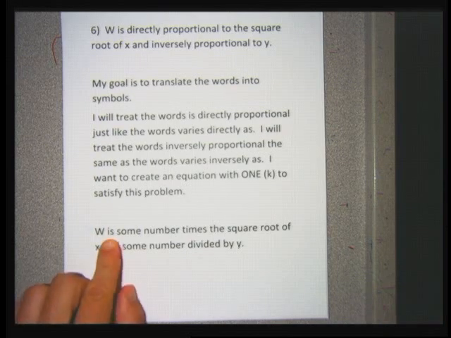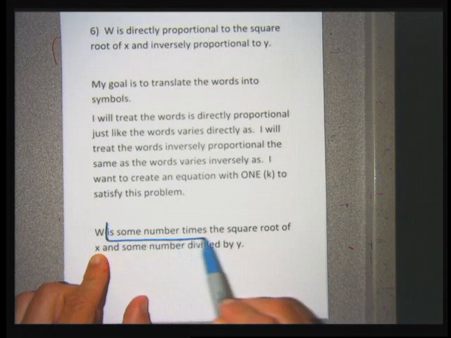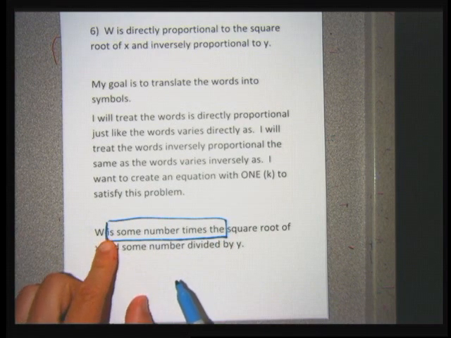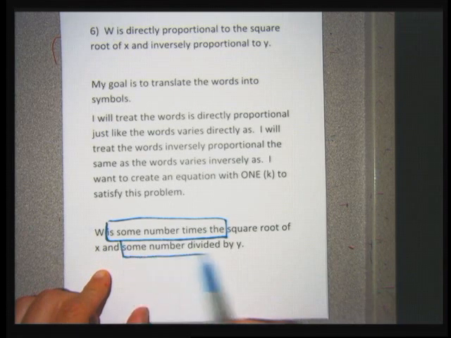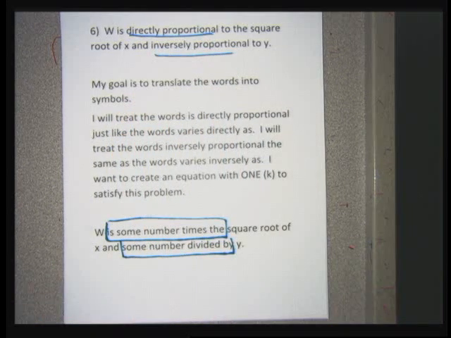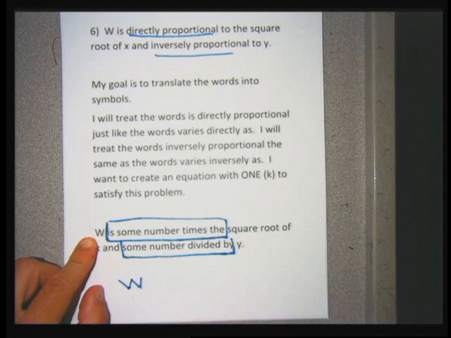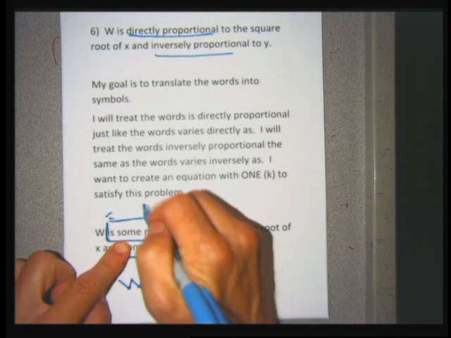And notice I used the word is as opposed to equals when I rewrote this problem. And mathematically, is and equals are often interchangeable. So when I rewrote this problem, I took the words is directly proportional to, and I wrote is some number times. I could have written equals some number times. And I took the words inversely proportional and wrote the division statement. So now I'm going to take my problem, the W, I'm going to write as a W. The is, I'm going to make my equals. The some number, I'm going to make a K.